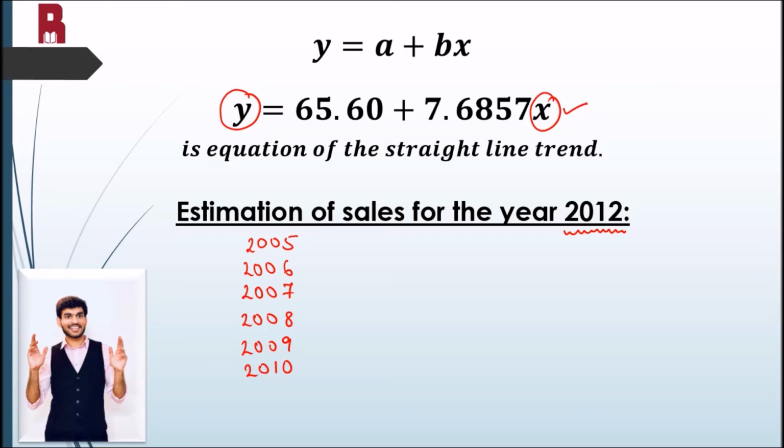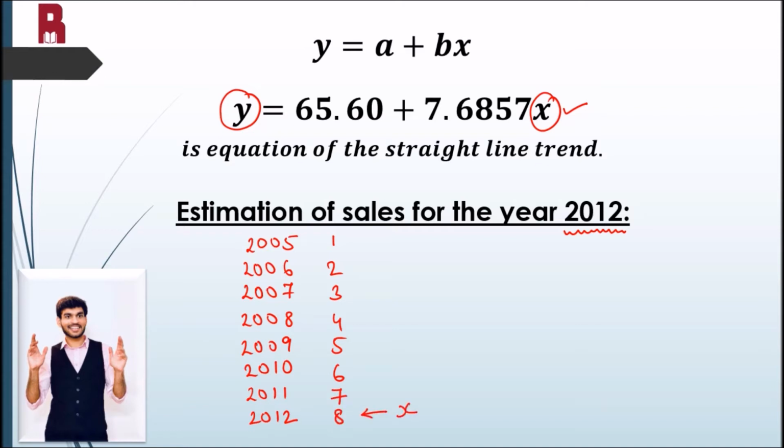And we had written the x column as 1, 2, 3, 4, 5 and 6. We need to calculate for 2012. So what would be x in 2012? It would be nothing but 8.